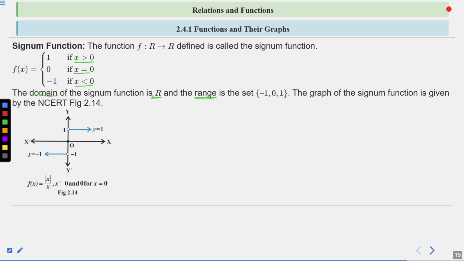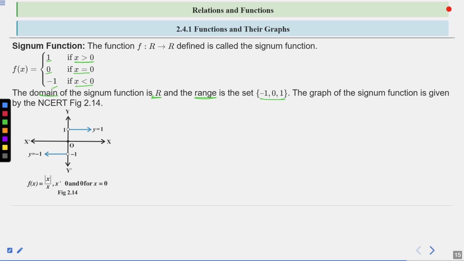What about range? Range is nothing but, in function, range is collection of all outputs. So you are just getting 3 outputs, 1, 0, -1. So range set is simply collection of all 3 elements, -1, 0, 1. Clear?